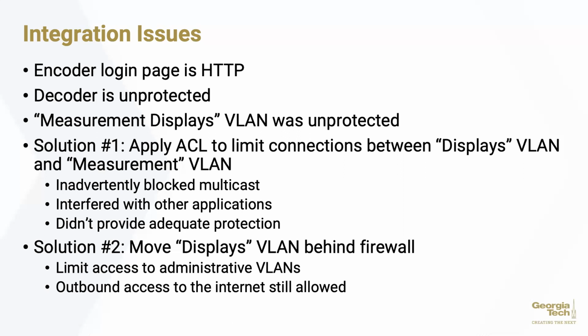There wasn't really a good fix for how to solve the problem of adding security to these boxes. There's no button that turns on HTTPS. And so the first thing the network folks came up with was to put an ACL in place so that the stuff on the display VLAN could only talk to our measurement VMs and servers. And this didn't work for a variety of reasons, but it was a really funny story.